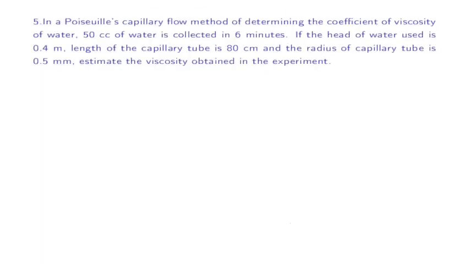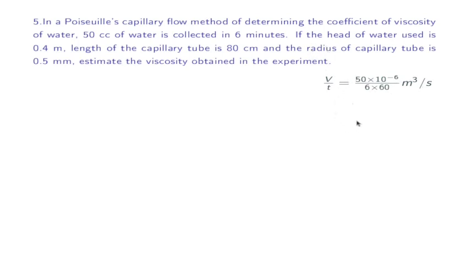So here in Poiseuille's capillary flow method of determining the coefficient of viscosity of water, 50 cc of water is collected in 6 minutes. So V by T is 50 cc, meaning centimeter cube. We want to make it meter cube, so (10 raised to minus 2) whole cube, that is 50 into 10 raised to minus 6. 6 minutes is 6 into 60 seconds. Therefore volume per second is 50 into 10 raised to minus 6 by 6 into 60 meter cube per second.